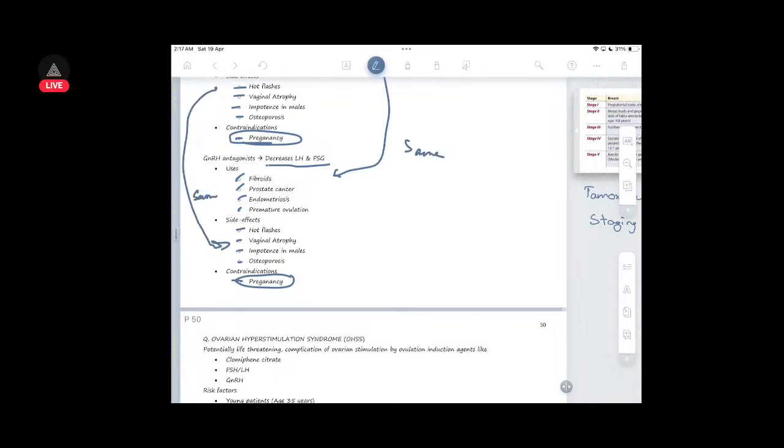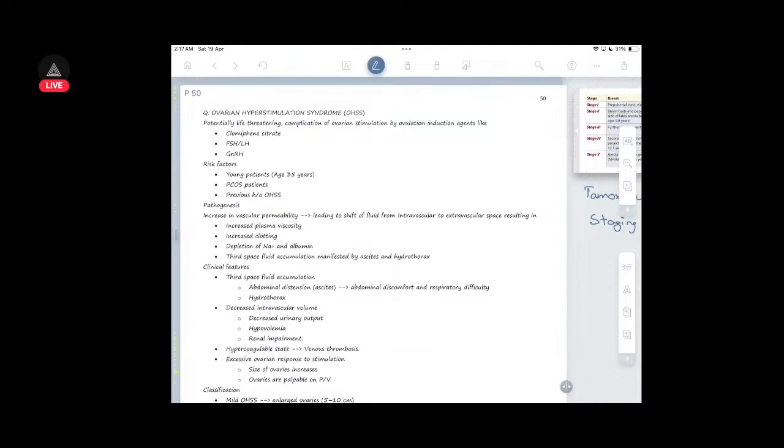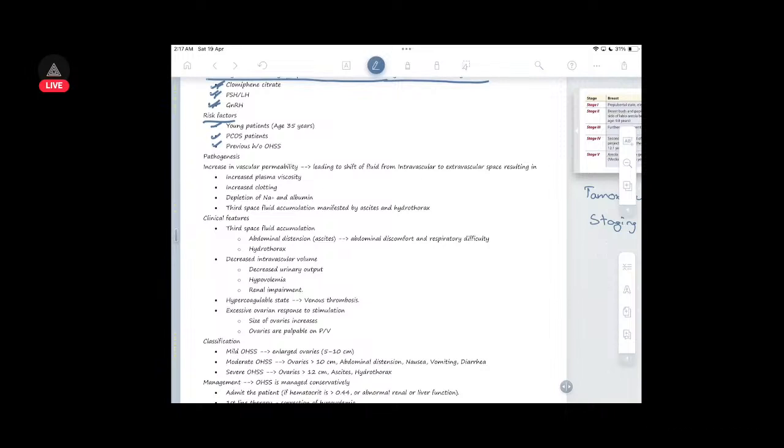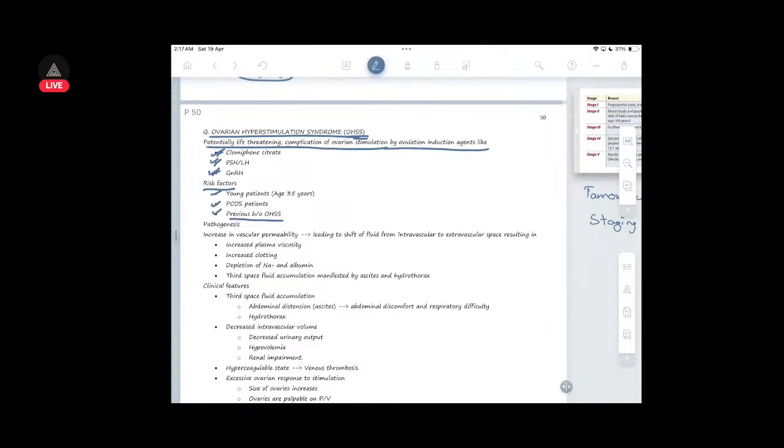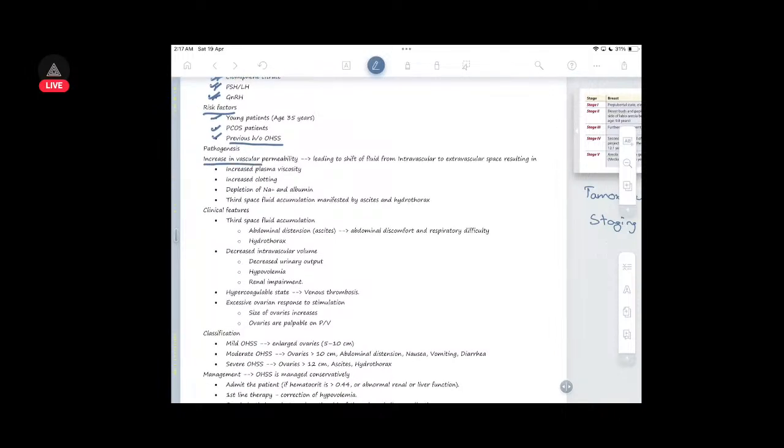Ovarian hyperstimulation syndrome, OHSS, is a potentially life-threatening complication of ovarian stimulation by ovarian induction agents like clomiphene citrate, FSH, and GnRH. Risk factors are young patient, PCOS patients, and a previous history of OHSS. Basically, it is an increase in vascular permeability, leading to a shift of fluid from intravascular to extravascular space.